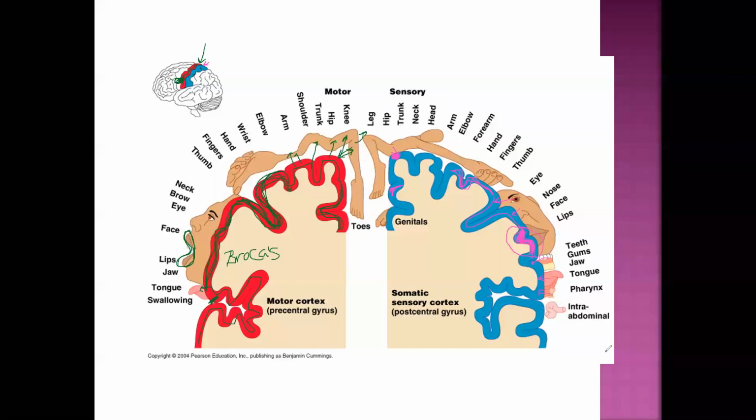Now, there are two things in this picture on this right side that were not over here on the left: the genital region and the intra-abdominal. Why is the genital region not over here? Because the genitals are not skeletal muscle. There's no skeletal muscle in there, so there are no skeletal muscle motor neurons going to the genitals.